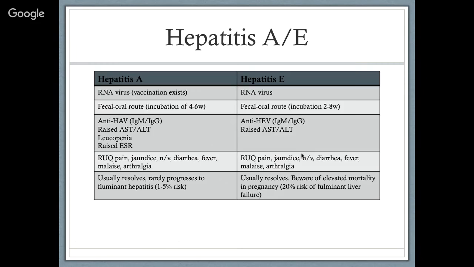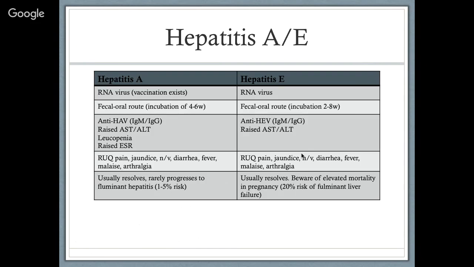All right, in the interest of time, we'll go a little bit quicker through the next part of the lecture. Hepatitis A and E. Hepatitis A is fecal-oral route, and so is hepatitis E. That's why I group them together. They're usually good because they rarely progress to fulminant hepatitis. The only thing you need to know is with hepatitis E, there's elevated mortality in pregnancy. So there's a 20% risk of fulminant liver failure if a woman's pregnant and contracts hepatitis E.